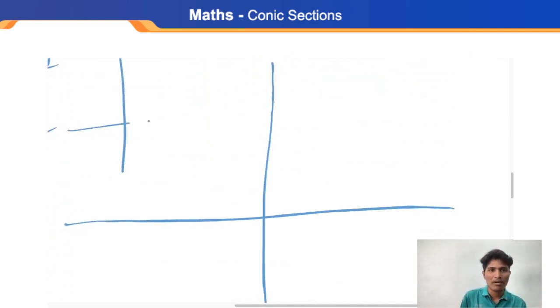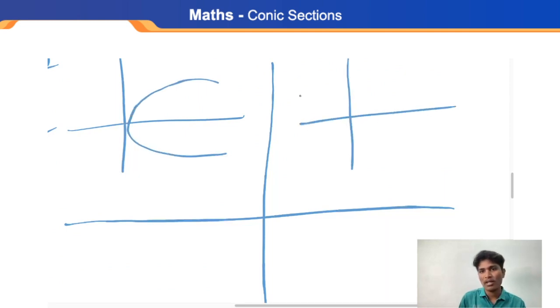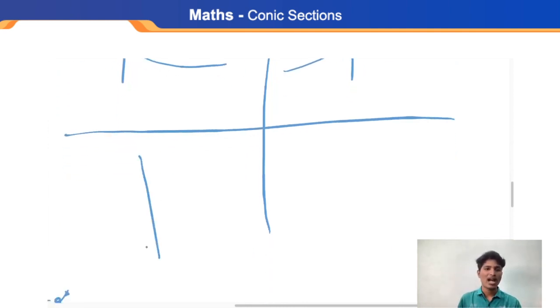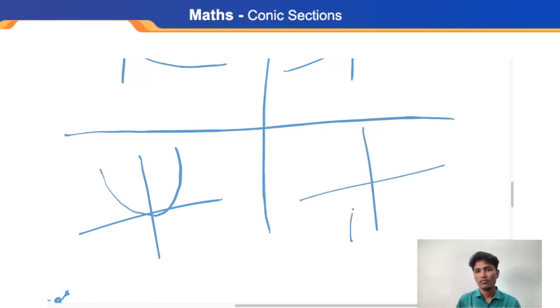The first parabola will be this one, and the second parabola will be this one. That is right opening, left opening. And the third parabola can be upward, and the fourth parabola can be downward.